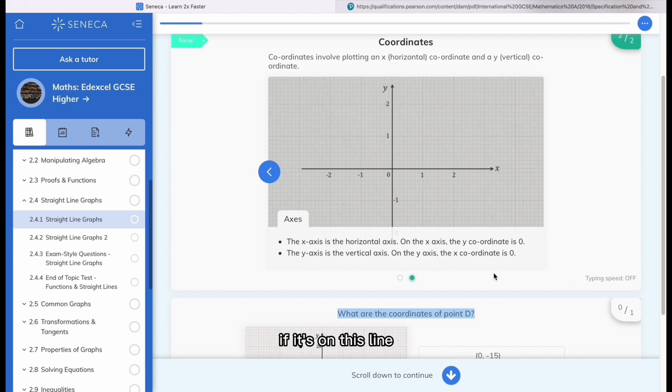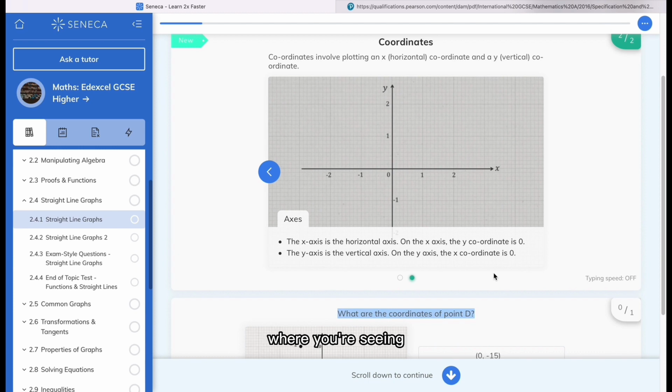If it's on this line, we know all of this will be y equals 1, because this coordinate is not going to move up or down. It's all in the same position. Is it going any further up? No. Any further down? No. So it's just staying in one place, and the place it's staying at is where y equals 1.